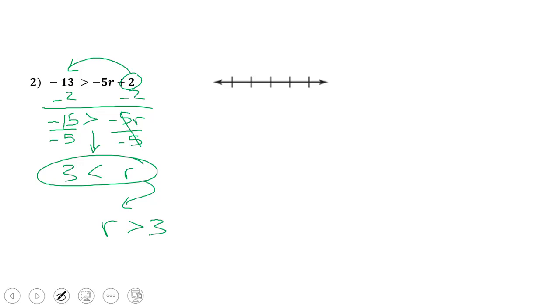So I come over here once again, 3, 4, and 2. This time it's an open circle because our target number is not included in the solution. And the inequality symbol is now pointing to the right, so we graph to the right when our variable is on the left.